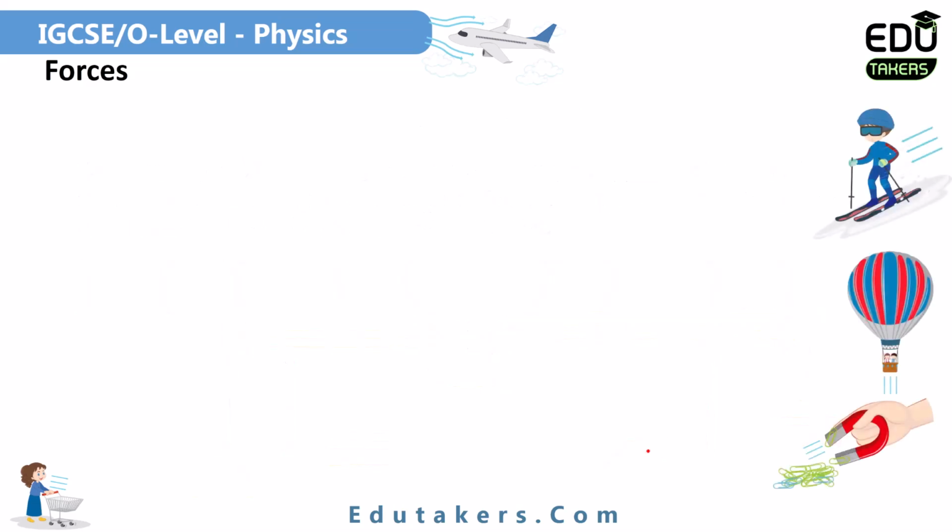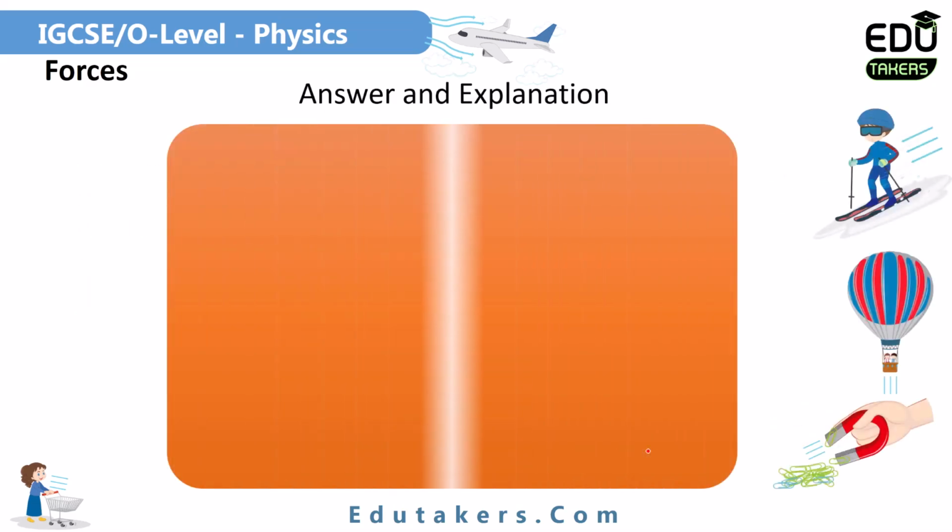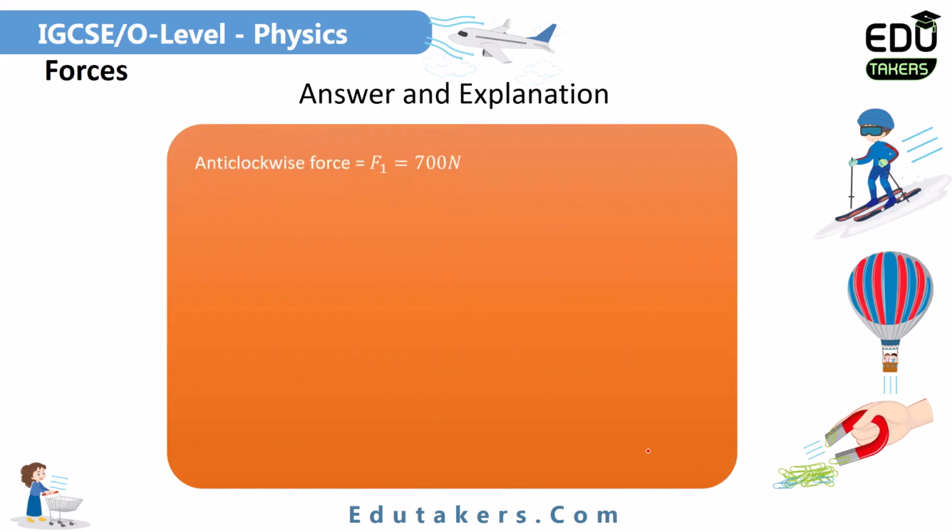Let's see the answer and explanation. The total clockwise moment is equal to the anti-clockwise moment. So here is given the anti-clockwise force, which is the first force. It's 700 Newton.